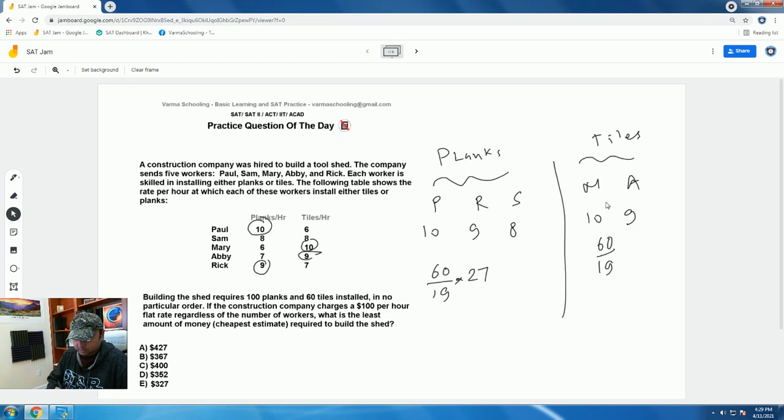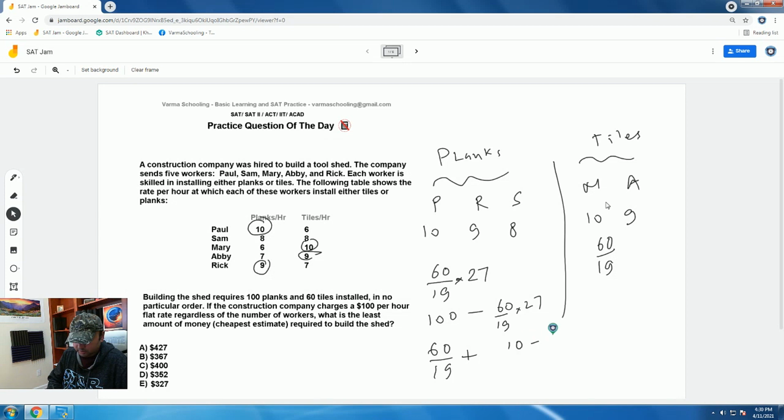So what's left? What's left would be 100 minus 60 divided by 19 times 27. So these guys will get done faster. So these guys will be done in 60 divided by 19 time, and then we can allocate these guys to work on planks. So the tiles will be done, and then we can allocate Mary and Abby to go with planks. So then how long is it going to take? So all of them together will now work for the remaining planks. So our time 60 over 19 has elapsed, and then we're left with whatever's left.